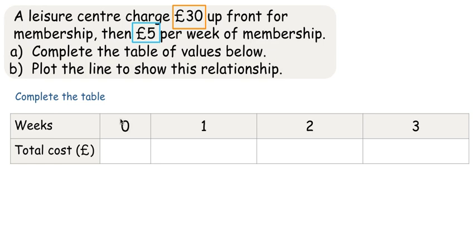And we're told in the question that the leisure centre charges £30 up front and then £5 per week of membership. So looking at when the weeks is 0, someone will just need to pay the one-off charge and then no weekly fee. The one-off charge is 30, so at 0 weeks the total cost is 30.